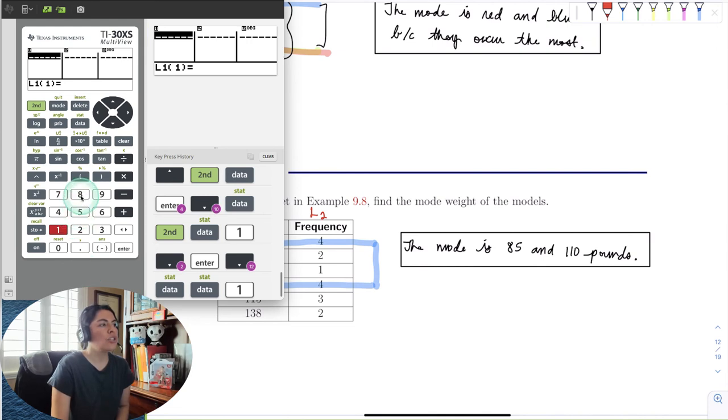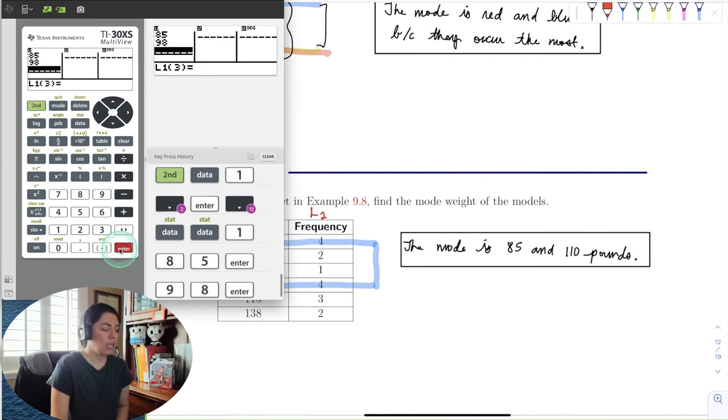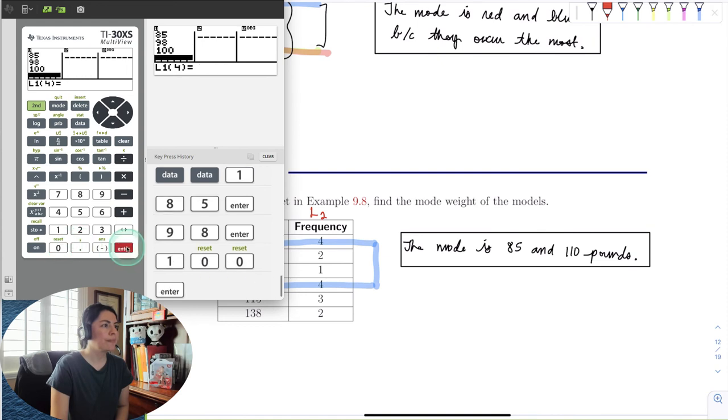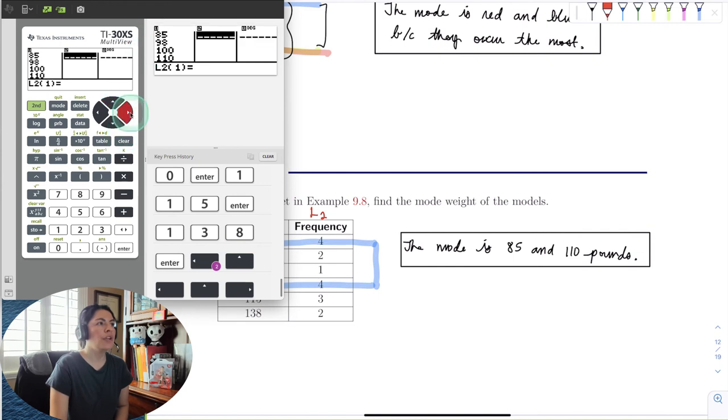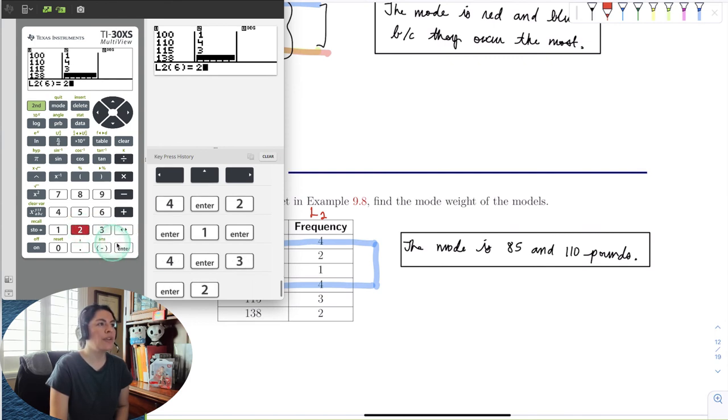So I'll put now just one time the 85, the 98, the 100, the 110, the 115, and the 138. Okay. Now, once you enter only the 6 unique weights, go to list 2, which is right next to list 1, and put in these frequencies. We had 4 models that weighed 85 pounds. We had 2 models that weighed 98. We had 1 model that weighed 100. We had 4 at 110 and 3 at 115 and 2 at 138.